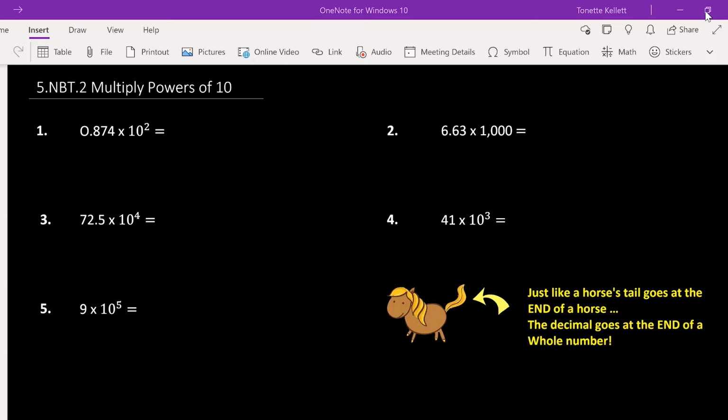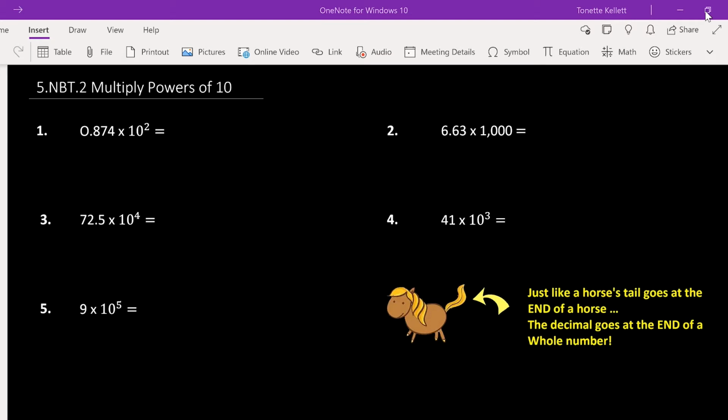Before we start, I'd like you to take a look at the picture of the horse with the horse's tail at the bottom. It says, just like a horse's tail goes at the end of a horse, the decimal goes at the end of a whole number. In my classroom, I have a real horse's tail hanging on the board. If you're in my classroom, you can see the horse's tail hanging by my computer, and that's a reminder that the horse's tail goes at the end of the horse, and so the decimal goes at the end of the whole number.